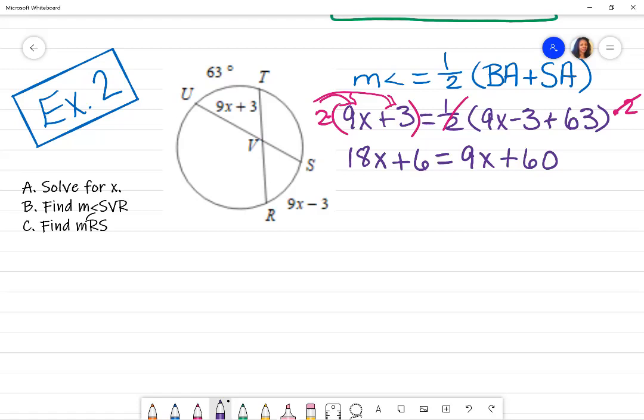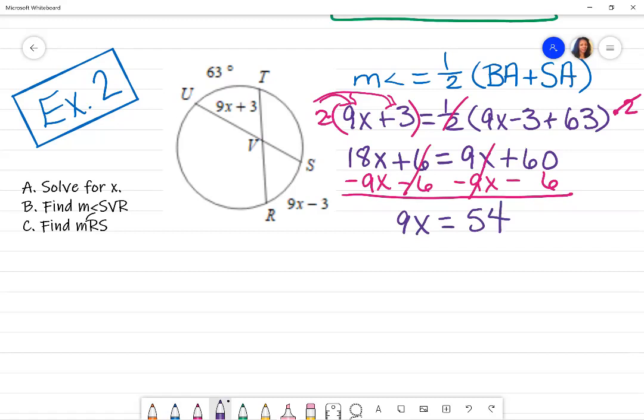Okay, if I keep simplifying, I am going to subtract 9x on both sides. And then all in the same step, I'm going to subtract 6 on both sides. If I am doing my work correctly, on the left-hand side, the constants go away. On the right-hand side, the variables go away. And simplified, I have 18x minus 9x, which is 9x, set equal to 60 minus 6, which is 54. Divide both sides by 9, x is equal to 6. All right, from this point, I've satisfied that requirement.